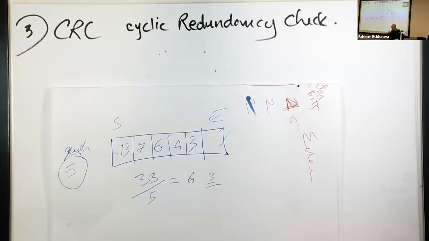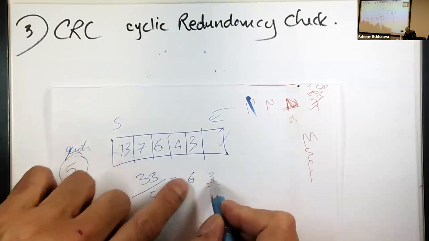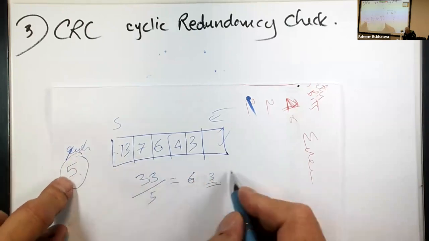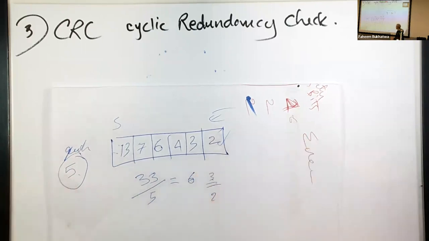It says, what is the complement? What would it take to add to this number to make it divide by 5 without any remainder, with remainder 0? 2. Yeah, so the complement of 3 to 5 is 2. So if we put in a 2 here, what we will turn this frame into numbers, if they are divided by the agreed generator 5, they'll have a remainder of 0.